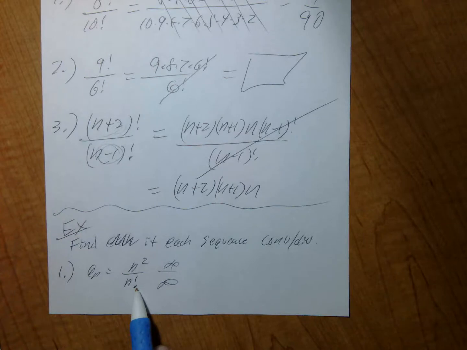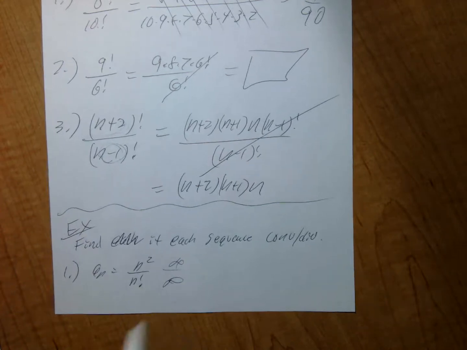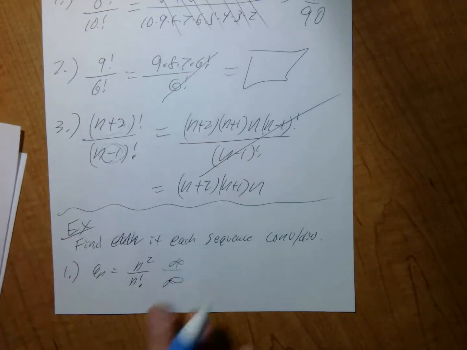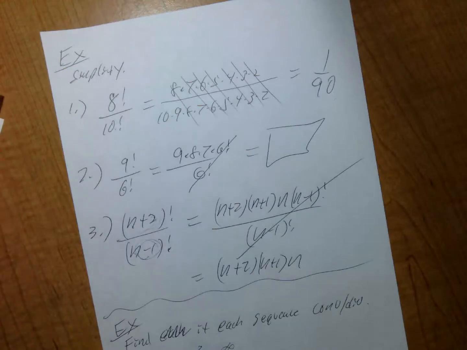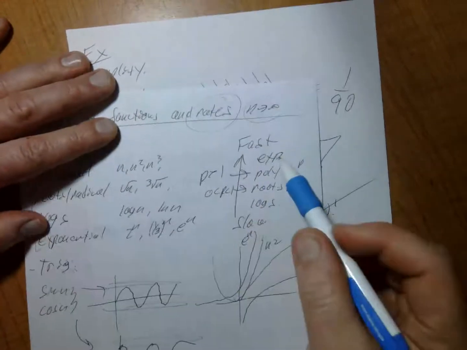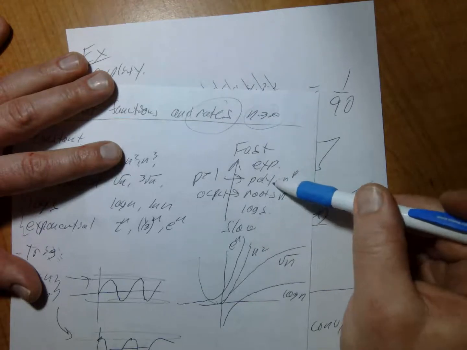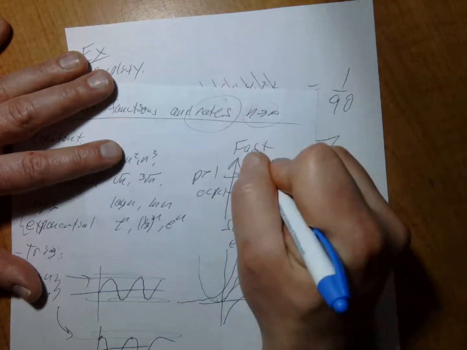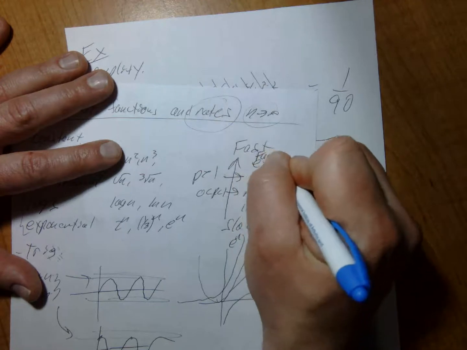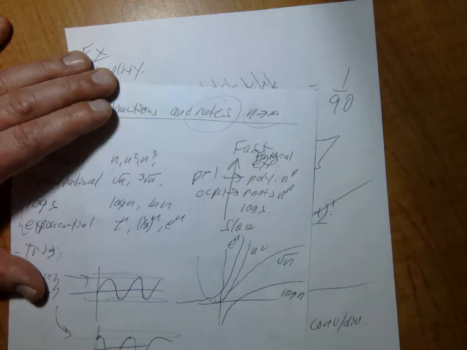Basically, the factorial is the fastest thing we've got, at least in a closed format. So in that list that we created, in your list of, slow to fast, right? Logs, roots, polynomials, exponentials. In here should be your factorials, right? It's even faster than an exponential, right?